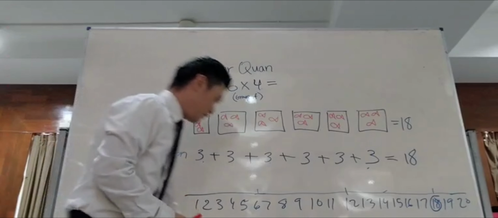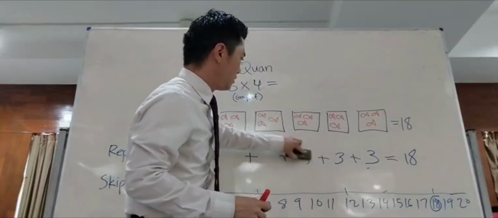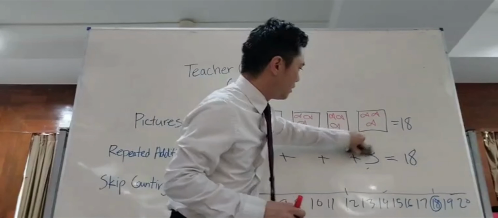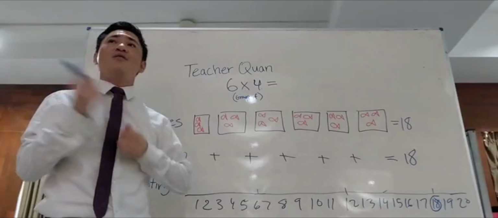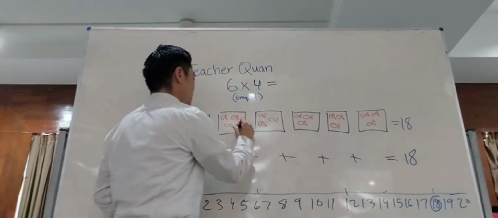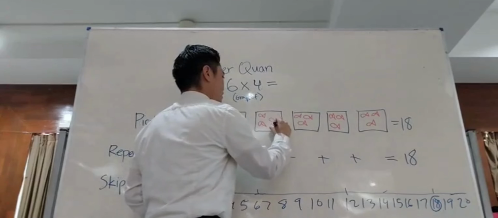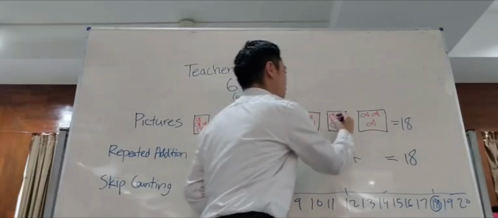So in order to solve this question with pictures, what do we need to do? We already have 3 in here, so we need to add 1 more fish to make it 4. So there's 1. Now every single fish tank has 4.